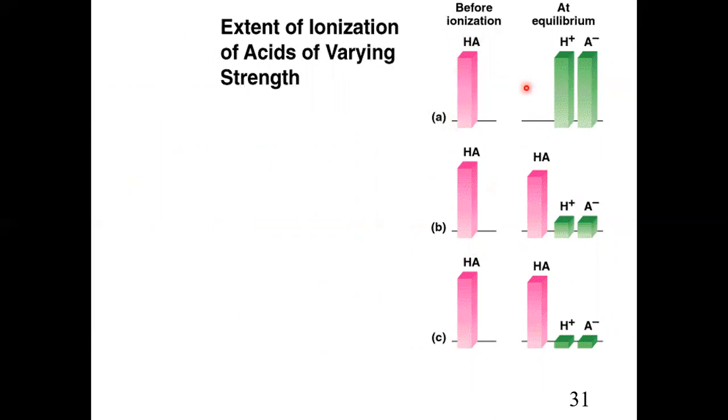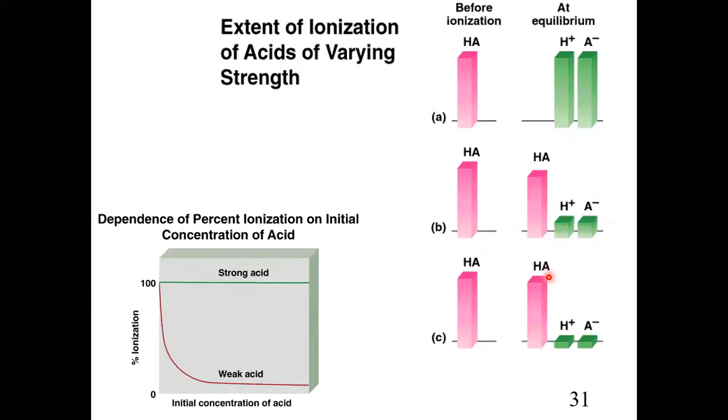So to repeat, compare before ionization and after, at equilibrium. If you see that you have none of the HA left, that means this is considered a strong acid. If most of the HA is left, that is a weak acid. And the more HA is left over and the smaller the amount of dissociated ions, the weaker the acid. We're going to discuss weak acids in our follow-up recording.